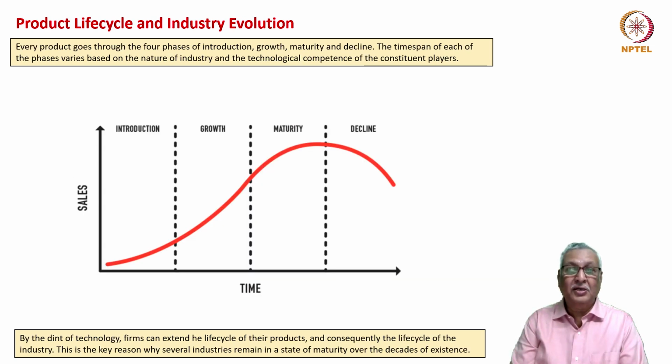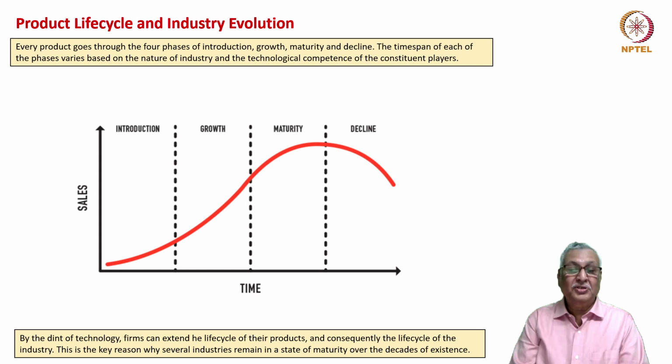Product life cycle and industry evolution was considered by us earlier. We said that every product can be plotted in terms of sales over time. And a product, and in fact therefore the industry, passes through 4 stages. The first is the introduction stage, the second is the growth stage, the third is the maturity stage, and the fourth is the decline stage. We also said that between growth and maturity stages, overlapping both these stages, we have a stage of competitive shakeout.